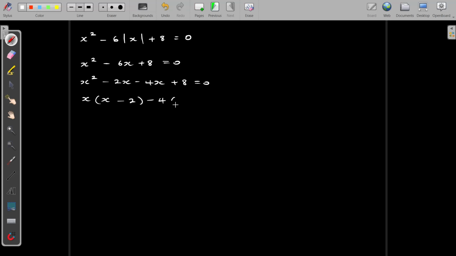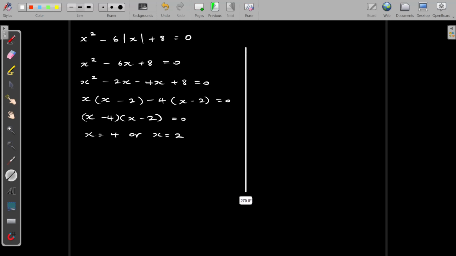Factor out negative 4. So x minus 4 and x minus 2 equals 0. So x is equal to 4 or x is equal to 2. This is one of the solution sets.